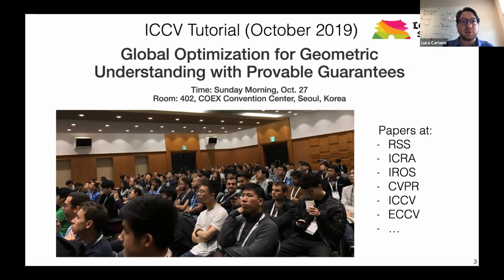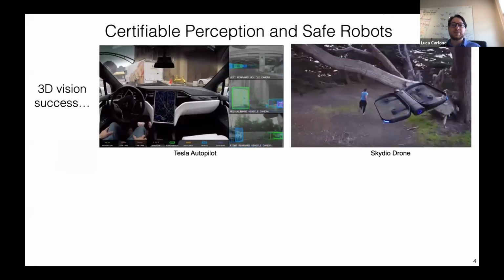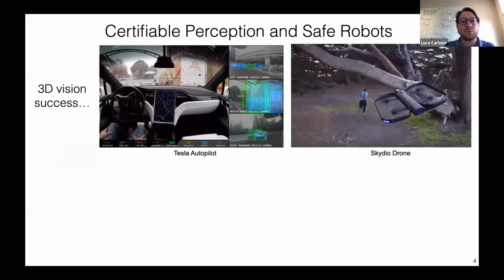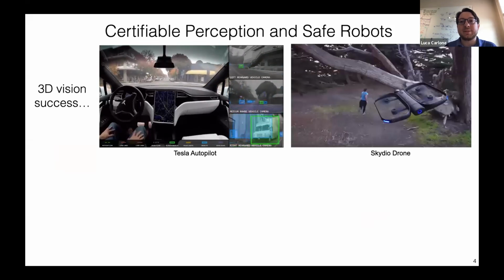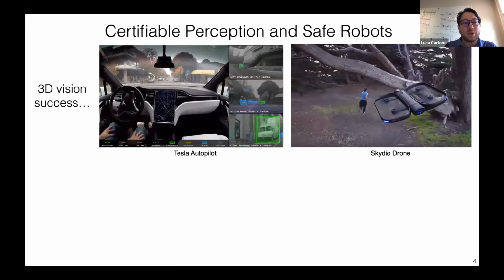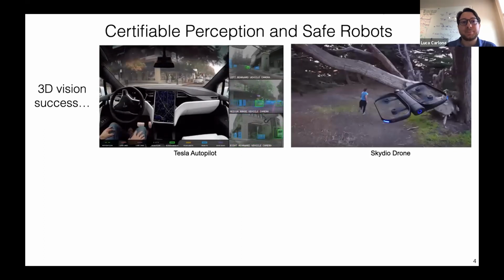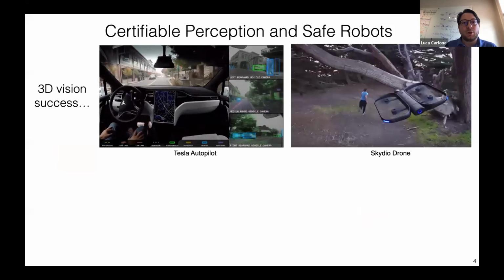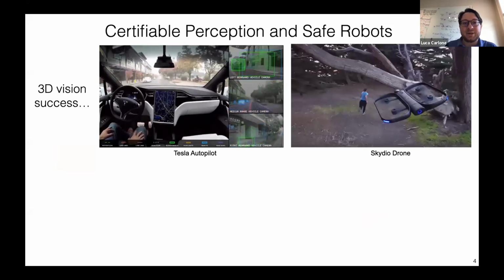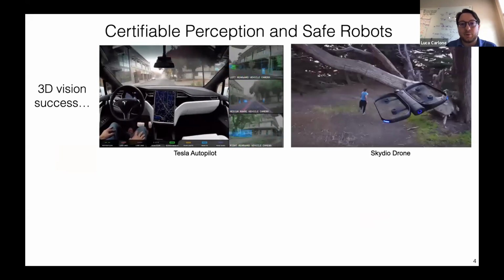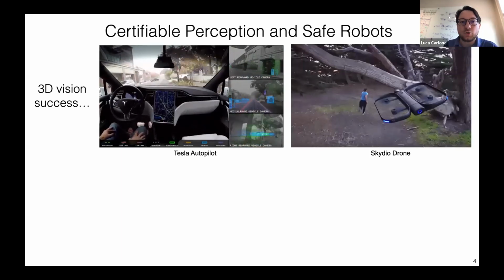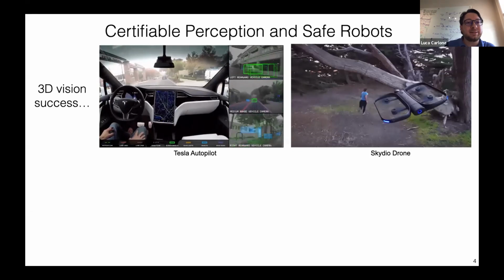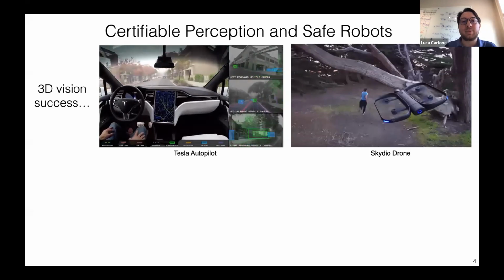So what is the topic of today's tutorial? Today we want to talk about certifiable perception, and we want to stress the importance of certifiable perception for safe robots. So why do we care about perception? It should not be surprising that right now is a great moment for robotics in general, but also perception technologies are playing a huge role in many robotics applications.